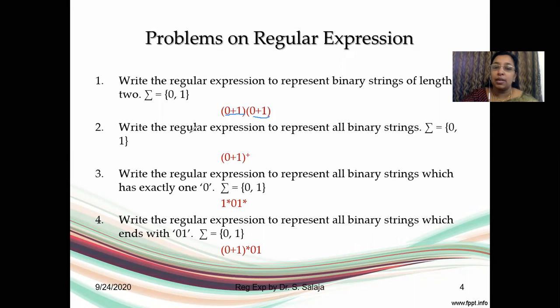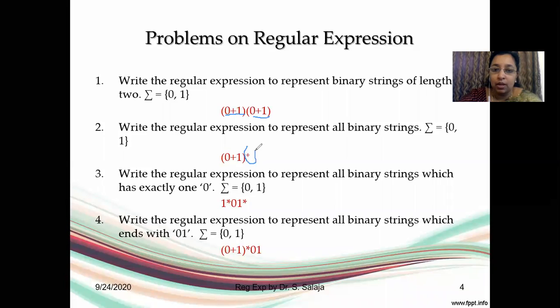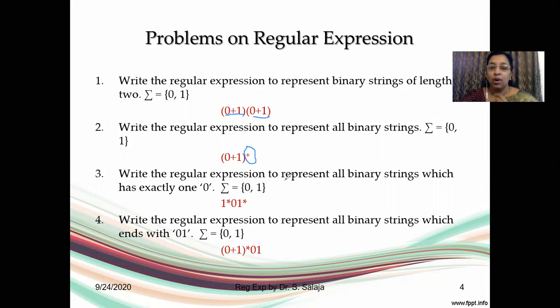Now we'll try to write a regular expression to represent all binary strings. It can be from length 1 to any length. So if it is Kleene closure, you have a star as a superscript, which tells 0 or more occurrences of the character. But if it is 1 or more occurrences, we'll have a positive closure, which is denoted by plus as the superscript. Right? And then we'll have a regular expression which represents all binary strings with exactly one 0.